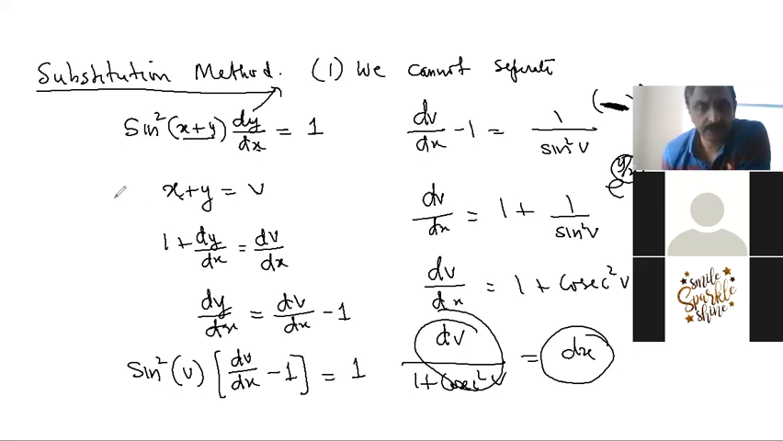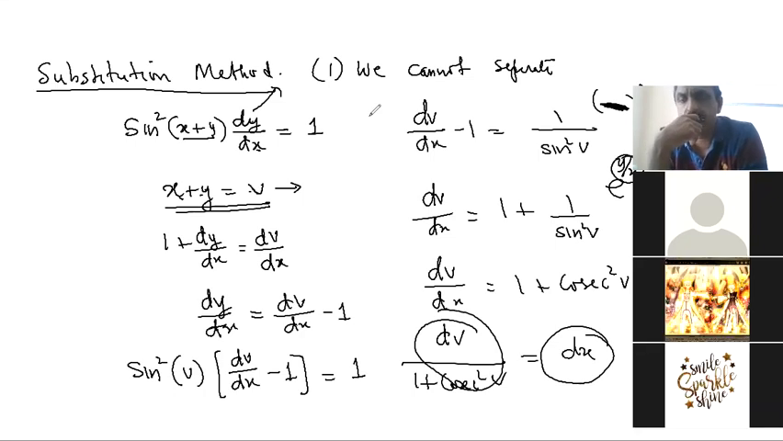You substituted x plus y by v. Out of these two variables, one should go away and one should remain. Which one will go away? Y will go away. Why y and not v? Y is the dependent variable. What is the new dependent variable we are bringing in? V. Is that clear?